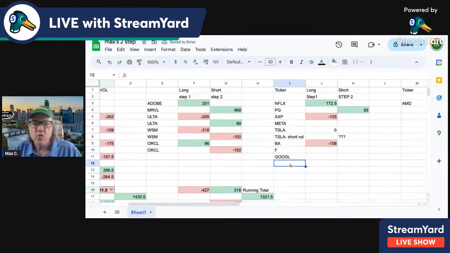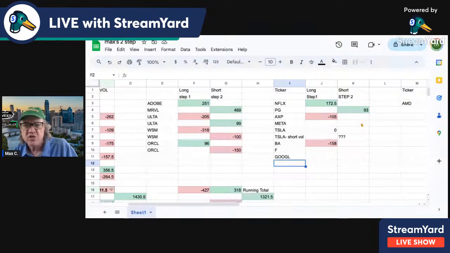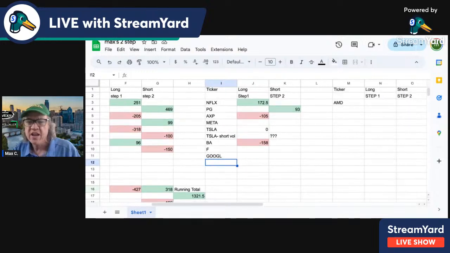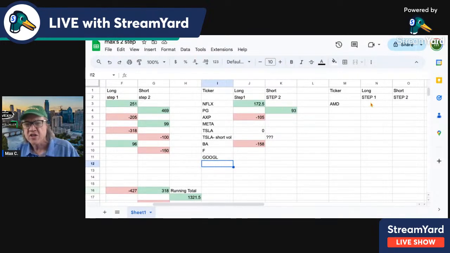So today we're going to do a step 2 short volatility trade in Meta because it has earnings this week. You do short volatility trades in stocks that have earnings this week. So we're going to do Meta and Ford because they have earnings after the bell tomorrow. But then we're going to put on a long volatility trade in AMD because they have earnings next week.